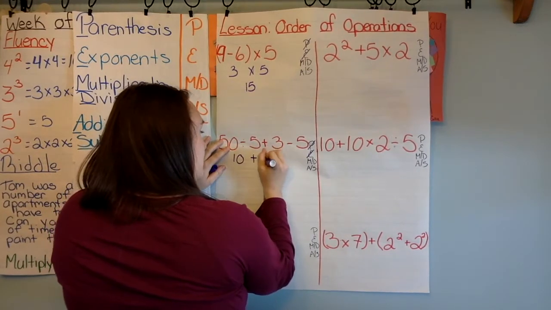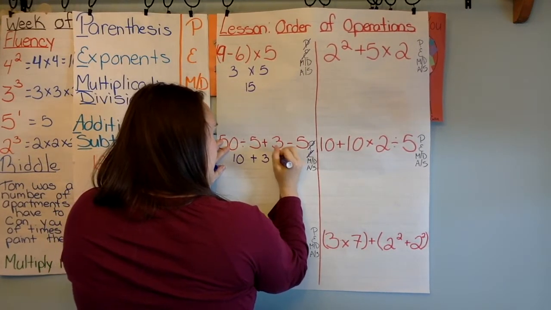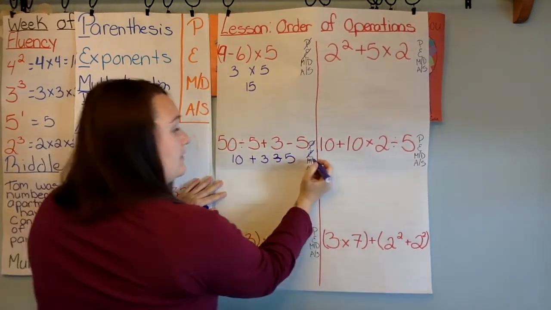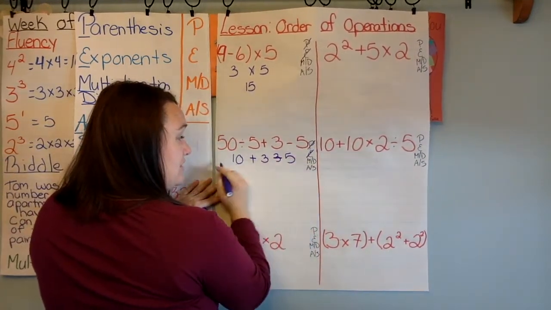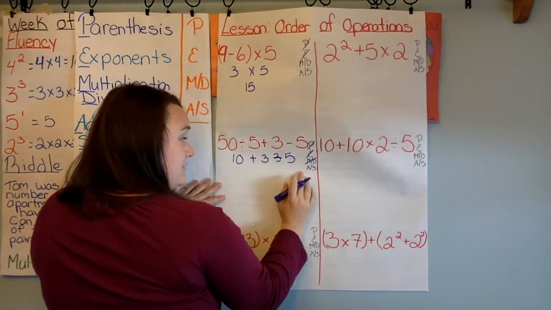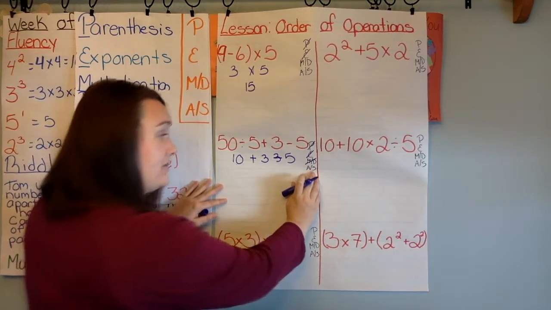And then I'm going to write my problem. So 3 minus 5. So now I can keep going. Is there any other multiplication or division? No. 10 plus 3 minus 5. So I'm done. So now moving from left to right, I either add or subtract.